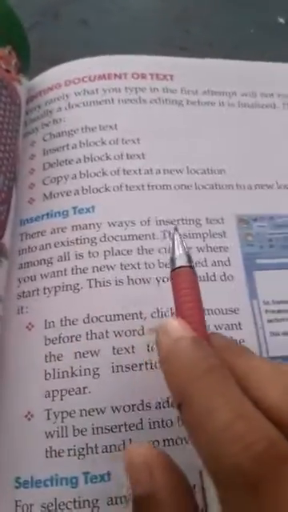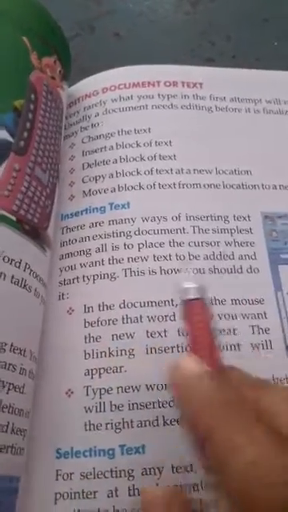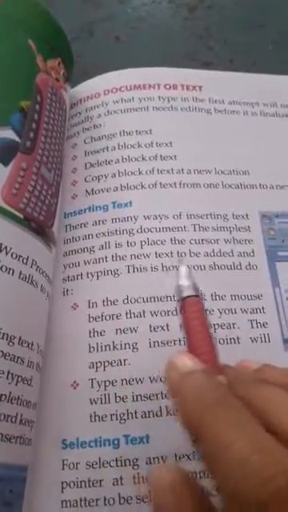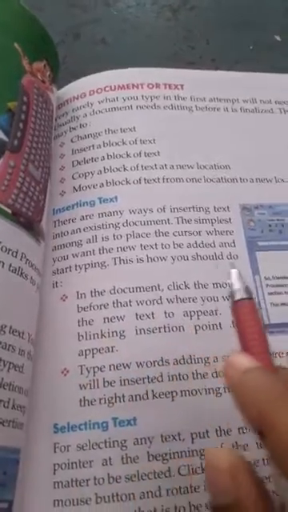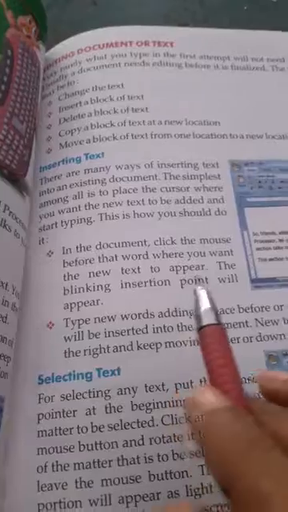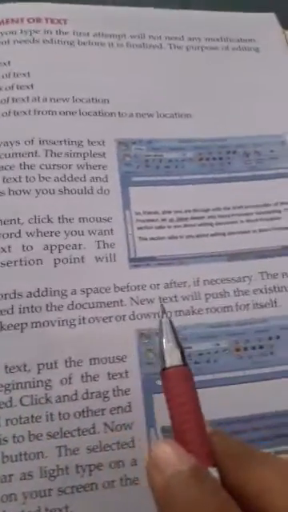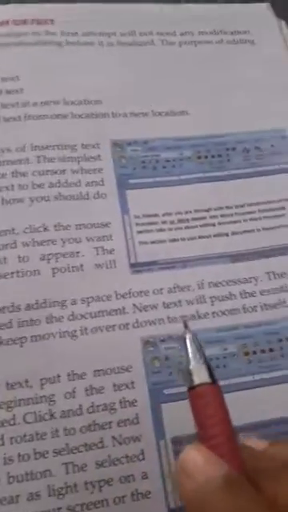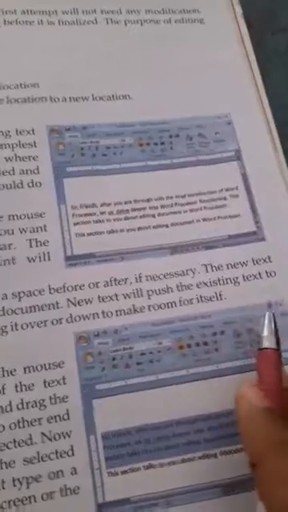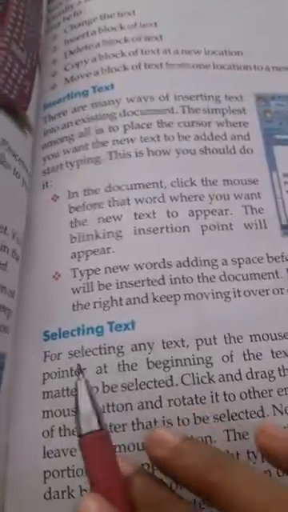Inserting text. There are many ways of inserting text into an existing document. The simplest among all is to place the cursor where you want the new text to be added and start typing. This is how you should do it in the document. Click the mouse before the word where you want the new text to appear. The blinking insertion point will appear. Type new words, adding a space before or after if necessary. The new text will be inserted into the document. New text will push the existing text to the right and keep moving it over or down to make room for itself.